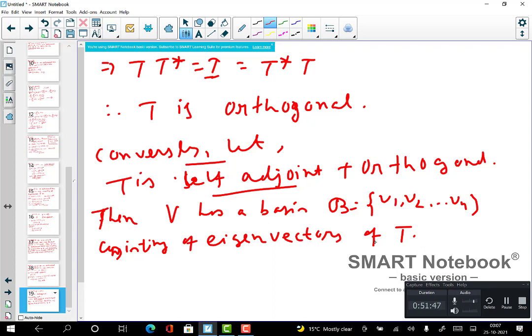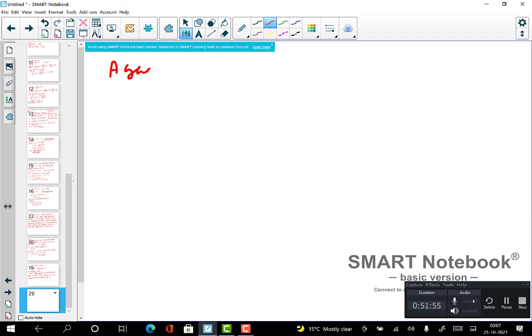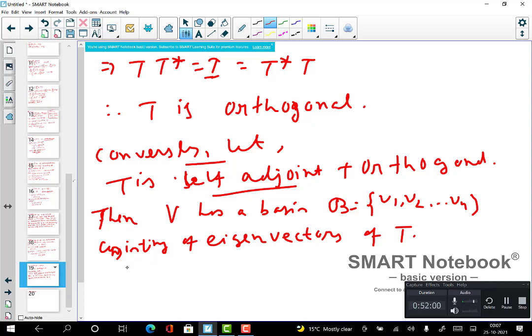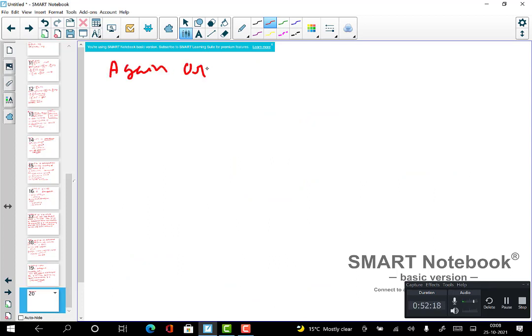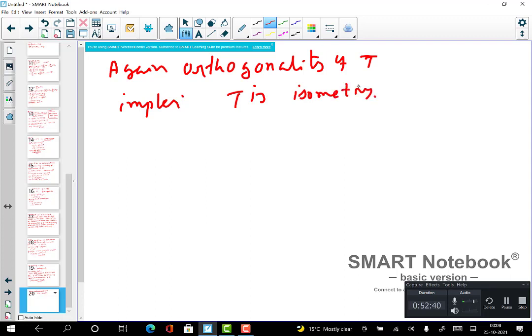But because T is also orthogonal, so we know that, now again, this is because of the self-adjoint property of T. Now, because again orthogonality of T implies that T is isometric. So we can say that the norm of Vi has to be equal to the norm of T Vi for all i.